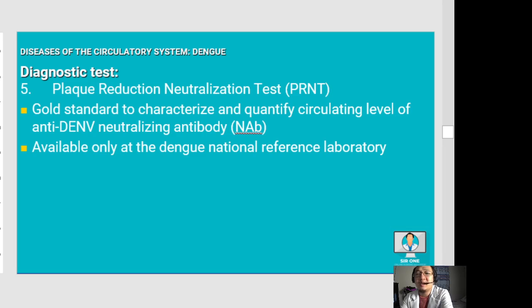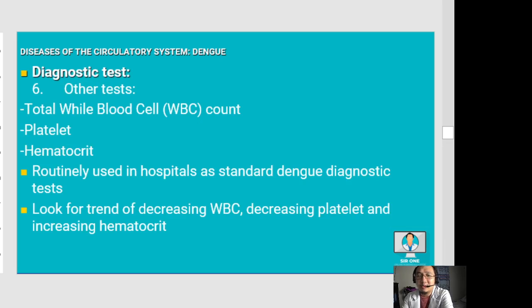You have PRNT, or your plaque reduction neutralization test. It's a gold standard also to characterize and quantify circulating levels of anti-dengue virus neutralizing antibodies. Okay, available only at the Dengue National Reference Laboratory. And I think this is the last one, similar to the diagnostic tests that I've presented. Other tests are white blood cell count, platelet, and hematocrit.